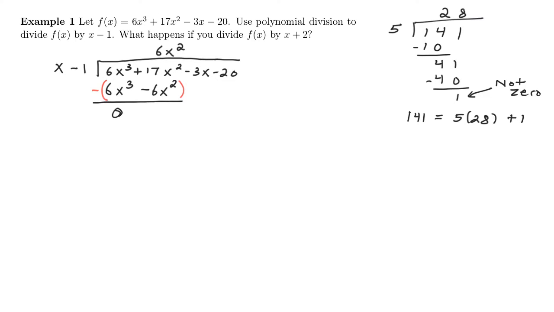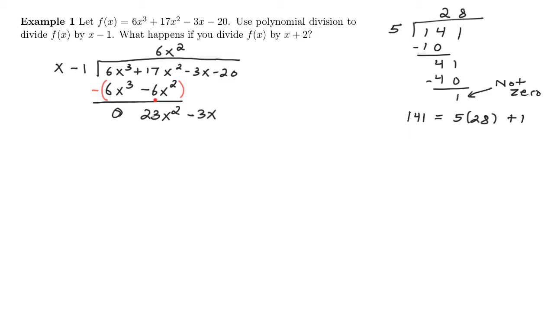The second thing that we have is 17x squared. Now we get this minus a minus, so we're actually adding in this case. So it's going to be 17 plus 6. So that gives us a 23x squared. I then bring down the next number, which is a minus 3x, and I continue this process.